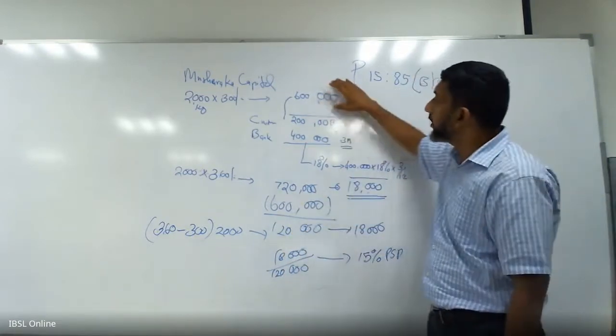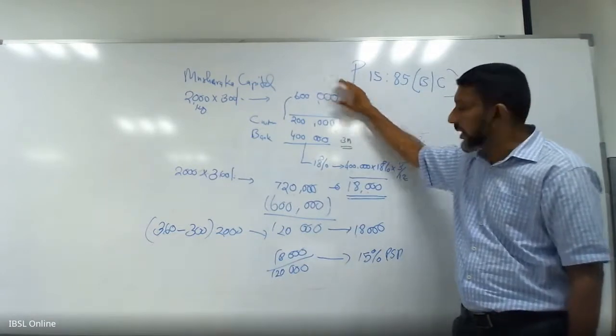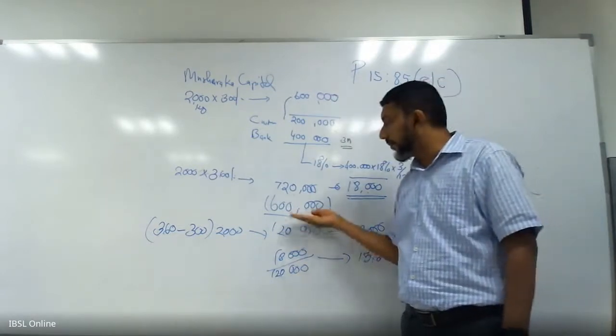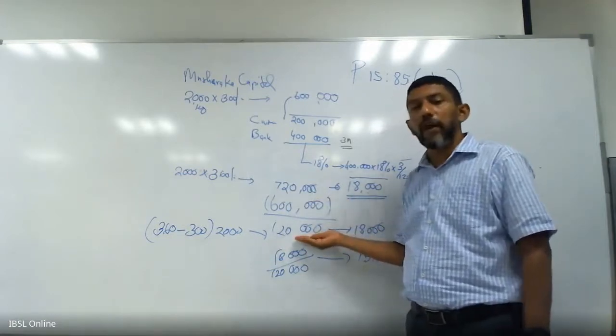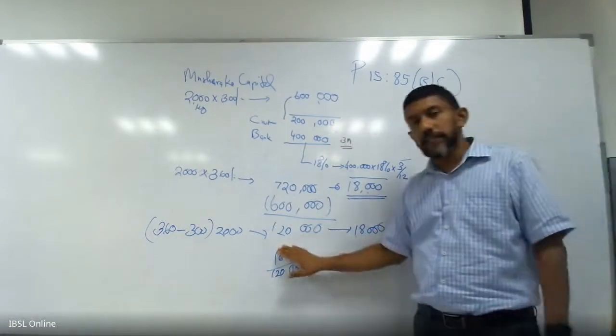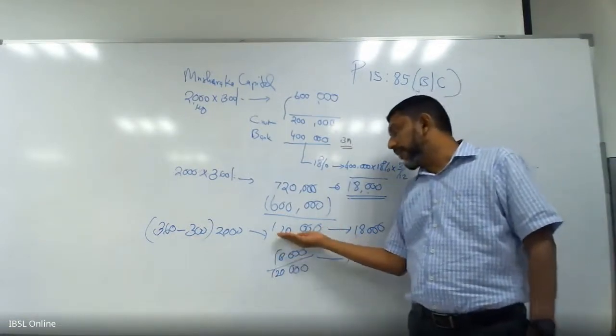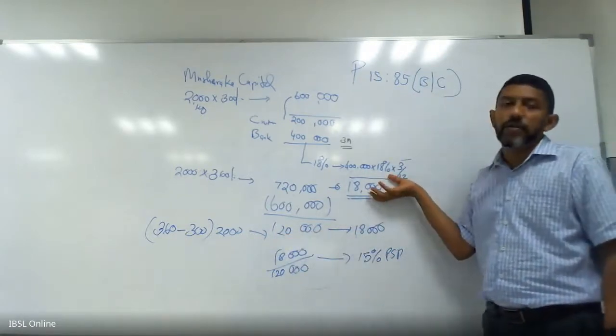Meaning the entire 600,000 rupee worth of tea has been sold at 720,000, which gives us a profit of 120,000 rupees. Now, expected profit: of the 120,000 rupees, we need 18,000 rupees.